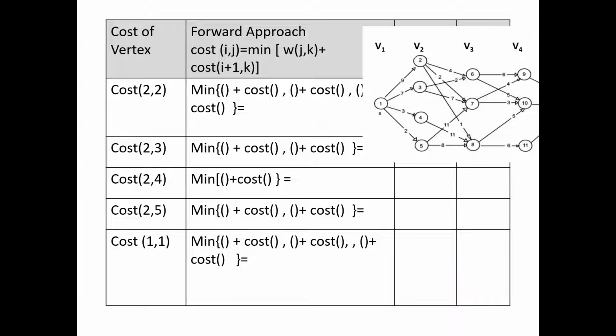Okay. Now we are moving on to which stage now? Stage 2. In stage 2, what all vertices we have? In stage 2, we have vertex 2, 3, 4, 5.